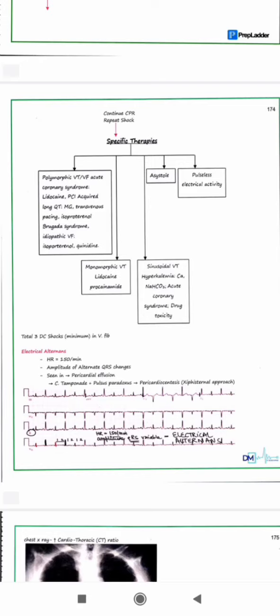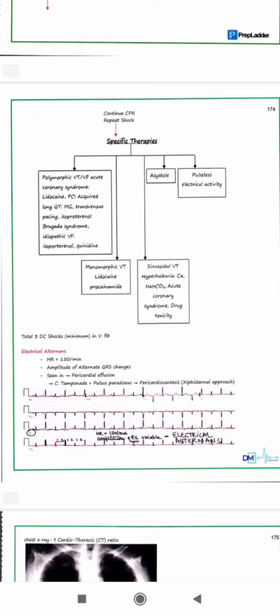Now if the patient is in asystole or having pulseless electrical activity or is going polymorphic, we give these successive techniques. The total DC shocks to be given in ventricular fibrillation are at least 3 minimum. Now we have to remember electrical alternans, where the heart rate is 150 per minute, and this picture clearly shows the QRS changes, which are seen in pericardial effusion or cardiac tamponade.